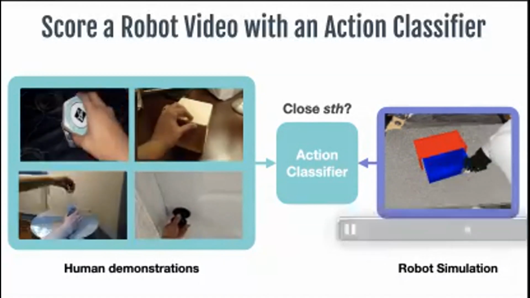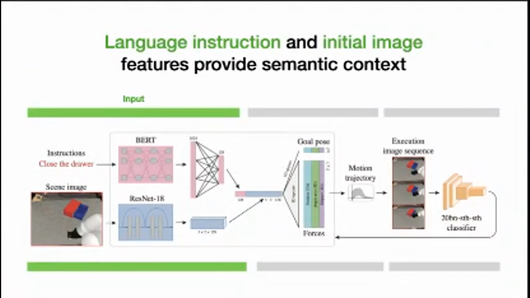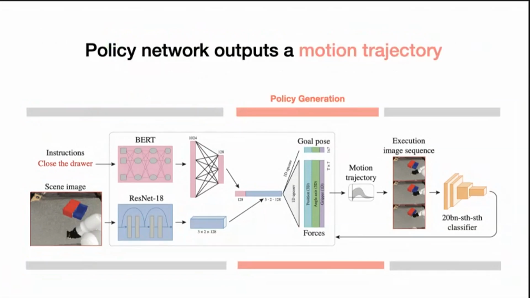Okay, so what does this exactly look like? Here's our architecture, where we first send a language instruction and an initial scene image as input to our model. And this is then concatenated by concatenating the features to provide semantic context here. And then we have in the middle a policy generation network that outputs a motion trajectory, which is specified actually as a dynamical system, and the network has to output a goal pose and a series of forces to perturb the otherwise straight line trajectory.